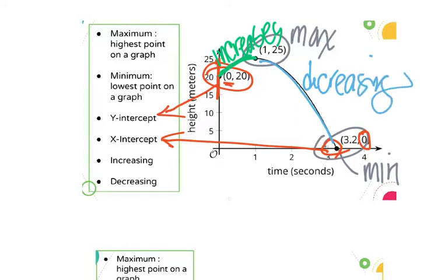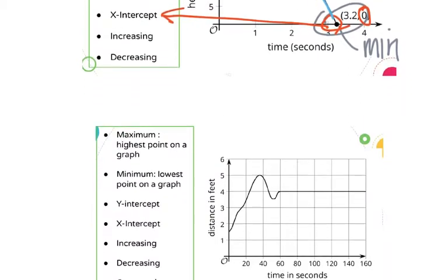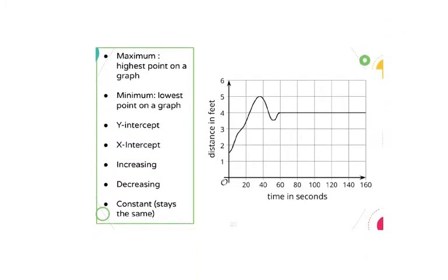All right, so now let's look at another one. So we're going to identify again the maximum, the minimum, the y-intercept, the x-intercept, increasing, decreasing, and this time we're going to add one more thing on, the constant part of the graph. Where is the graph staying the same? All right, I want you to try this on your own, right? And then I'm going to layer on and explain. All right, maximum point right here. Okay, minimum, lowest point on the graph right here.